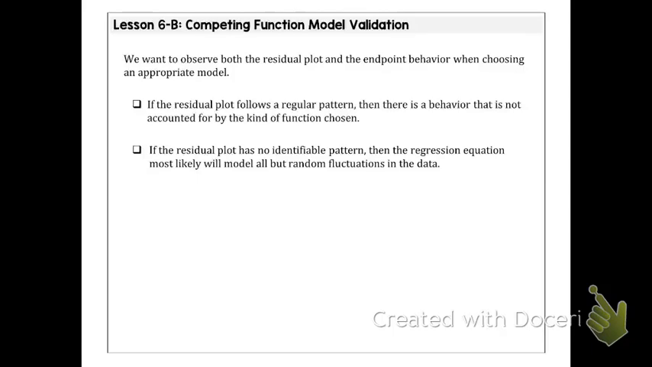All right, lesson 6B, function model validation again. So it says we want to observe both the residual plot and the endpoint behavior when choosing an appropriate model. Remember, if the residual plot follows a regular pattern, then there is behavior that is not accounted for by the kind of function that's chosen. So if you see any type of pattern in your residual plot, you probably ran the wrong regression. All right, if the residual plot has no identifiable pattern, then the regression equation most likely will model all but random fluctuations in the data.